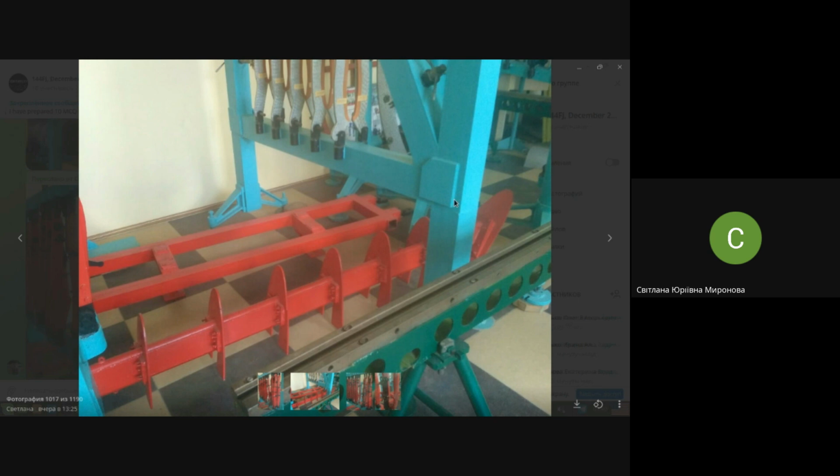So, what do you think? Is it frame-like or column-beam? Yes, ma'am. It's frame-like. Yes, frame-like.